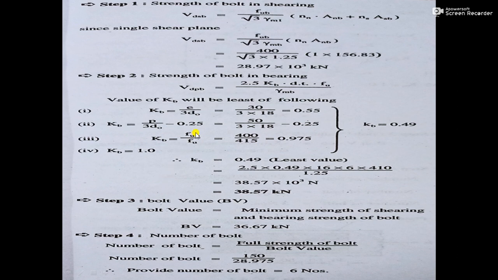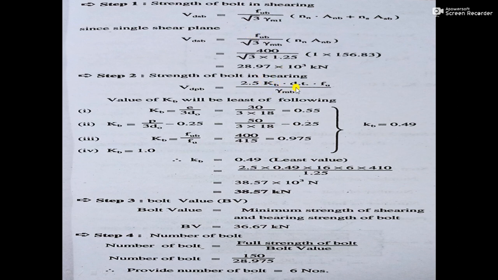Put all these values and calculate. Then the third value is fub upon fu, where fub, the ultimate stress in bolt, is 400 and fu, the ultimate stress in plate, is 410. It is written wrong, a printing mistake is here. That value is 0.97. From all these values, the minimum value of kb is 0.49, the least value, so put 0.49 in this formula.